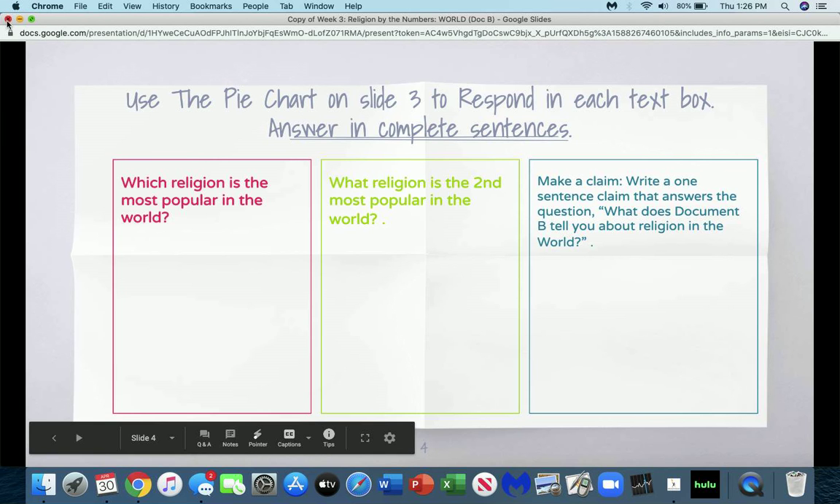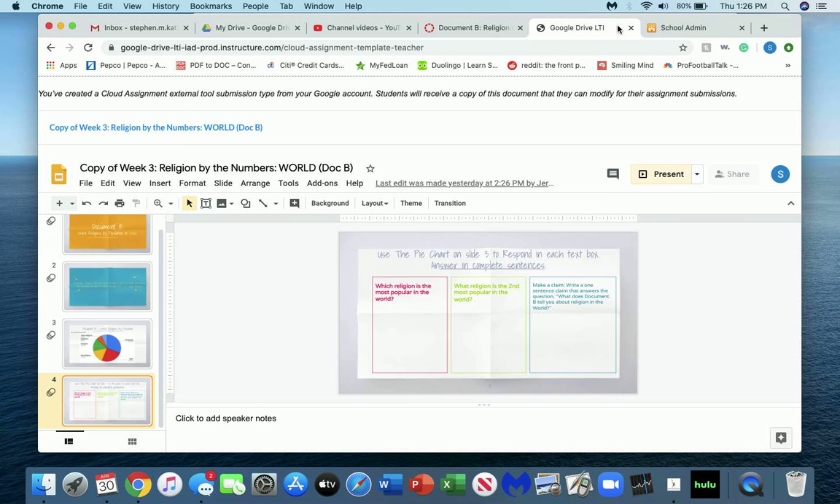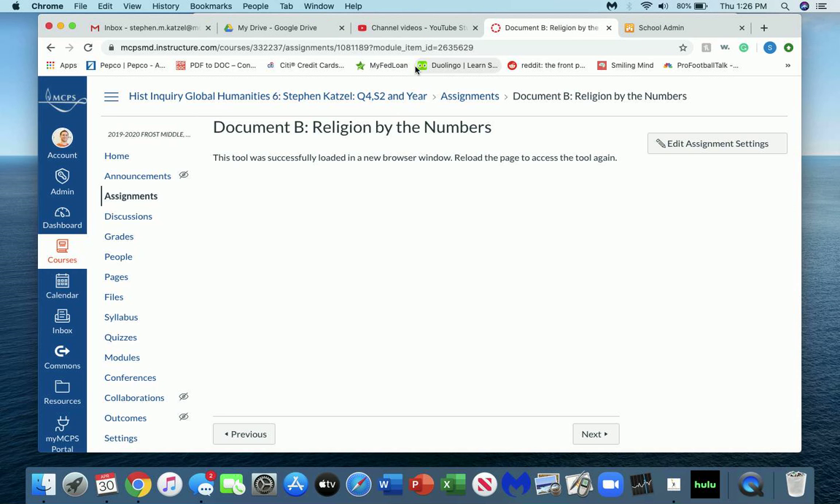So we're going to move right into document C. I'll give you a moment to pause the video so that you could use this video for document C and start answering document B. Okay, let's move into document C.